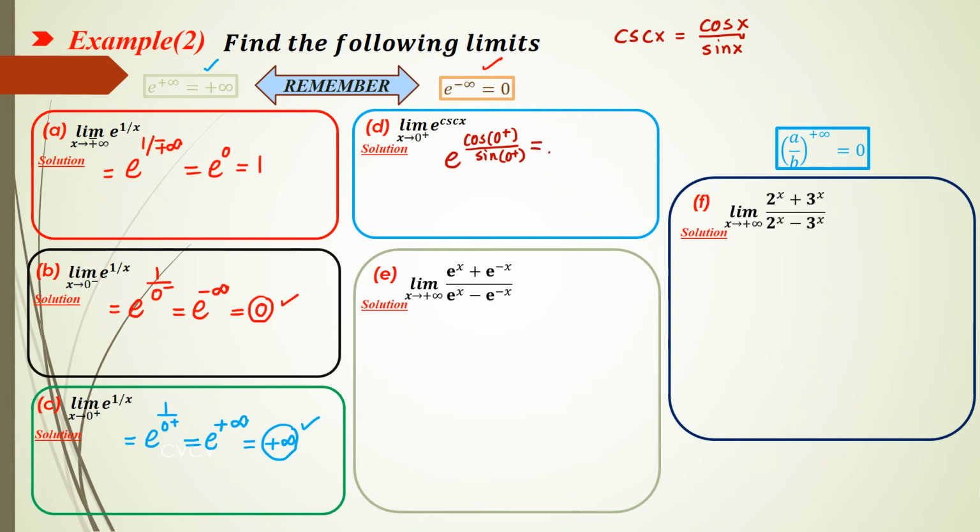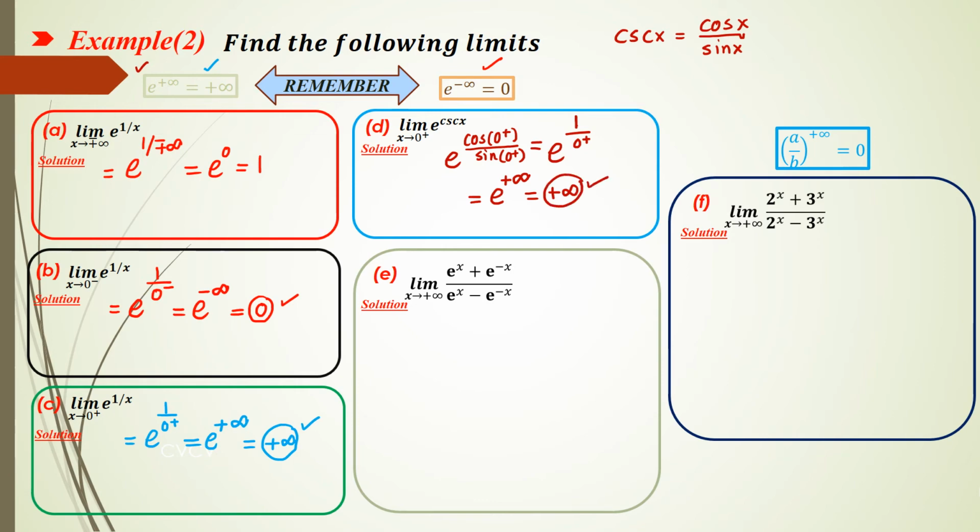So we have e to the power, about the denominator, we have 0 from right, and cosine 0 from right equals 1. So we have e to the power 1 over 0 from right, and this gives us e to the power positive infinity. And e to the power positive infinity equals positive infinity.